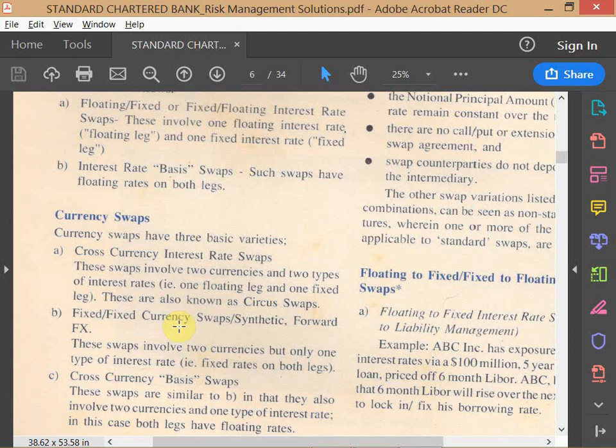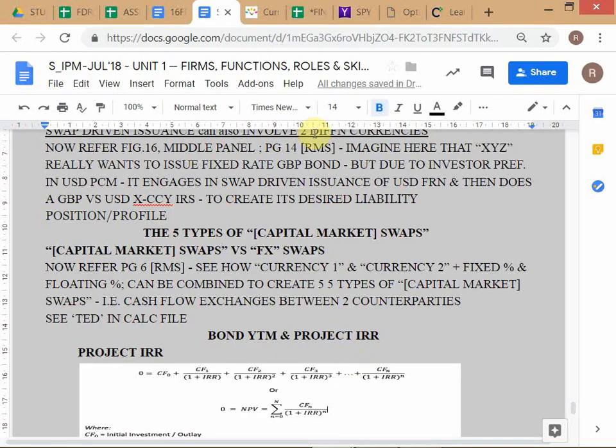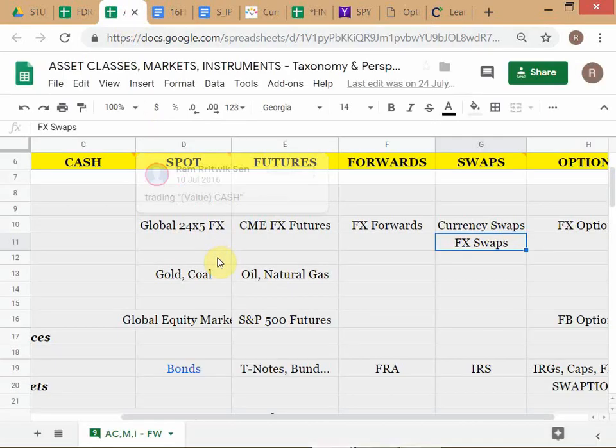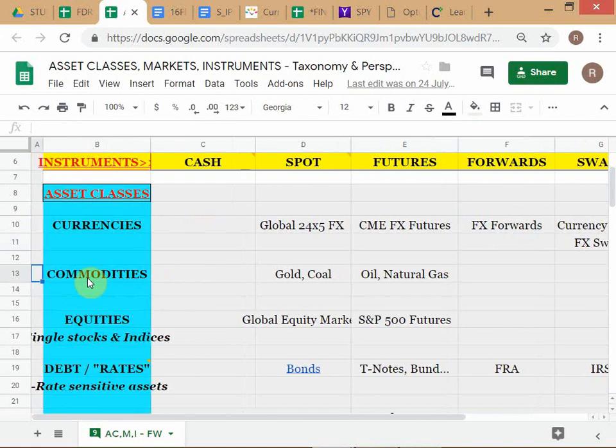Okay, when the cash flows occur in a forward foreign exchange transaction, all the cash flows occur at the end. Why is it called synthetic forward? It's called synthetic forward FX because it has the same effect as a forward foreign exchange transaction. Remember, we have one category of transaction here. Under asset classes, markets and instruments, you have currencies and forwards. If the asset class is currencies and the instrument is forwards, you can have an instrument called FX forward.